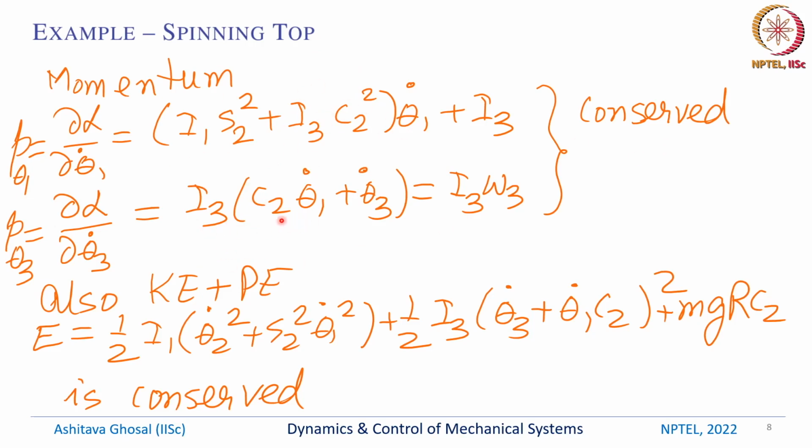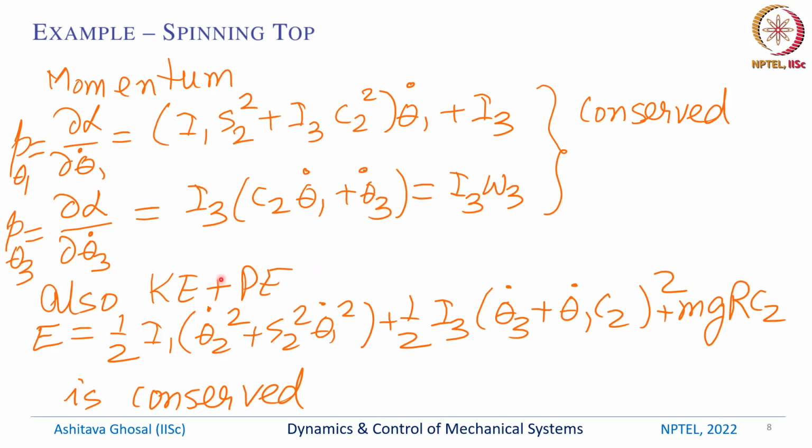Likewise, I3 into (C2 theta 1 dot plus theta 3 dot) is also conserved, and it turns out that this is nothing but omega 3. So remember, we computed the A omega B, the body fixed angular velocity vector. The z component of that is this C2 into theta 1 dot plus theta 3 dot. You can go back and see the slide. Okay, so this is also conserved.